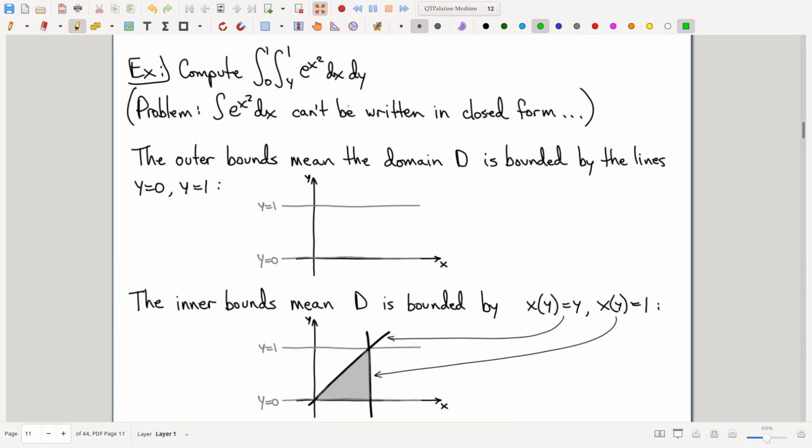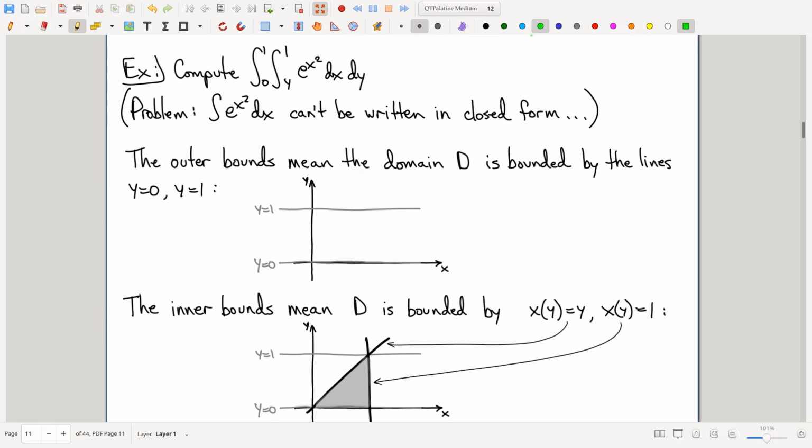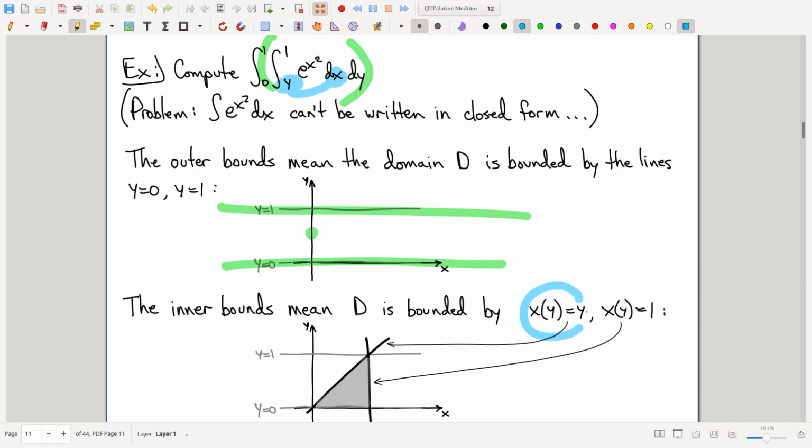And so here we go. It says right here that y goes from 0 to 1, so there you go. y equals 0, y equals 1. We know our domain's got to be between those two lines. We also know that for a particular value of y, my lower bound for x is y, so draw that, x equals y. And I also know that for a particular value of y, my upper bound for x is x equals 1.